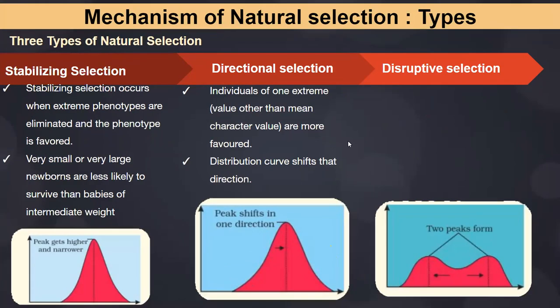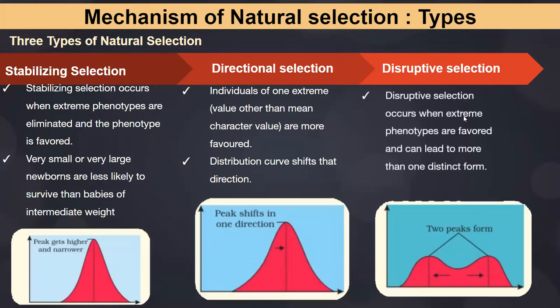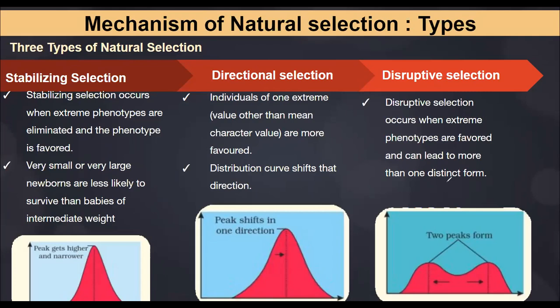Okay. And then disruptive selection. When extreme phenotypes are favored, it can lead to more than one distinct form. This can lead to more than one type of population surviving, reproducing, and competing. So in disruptive selection, both are favored equally. Both different types are favored equally.